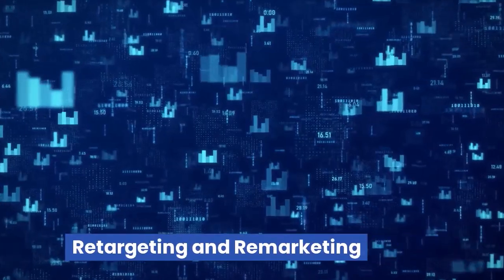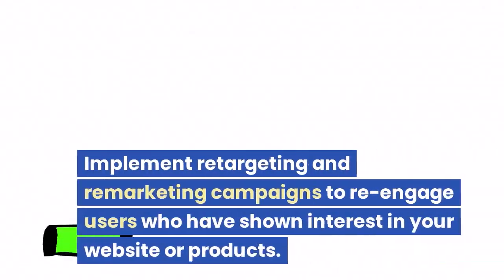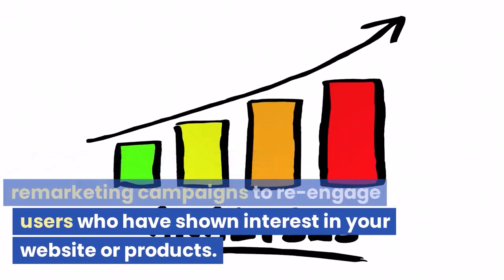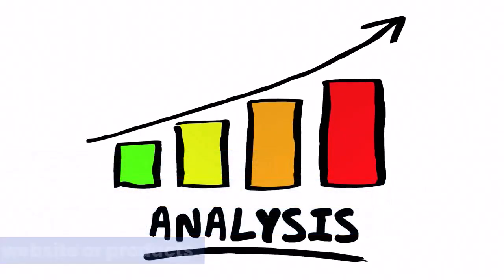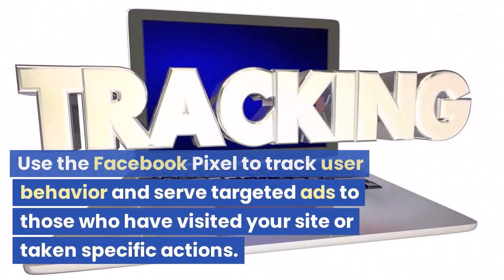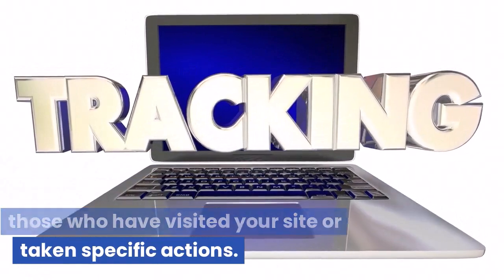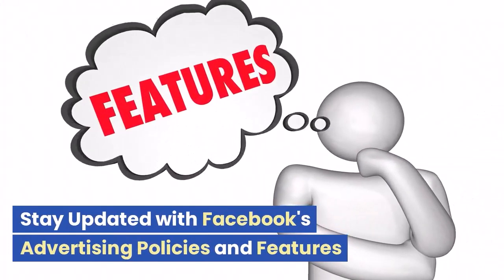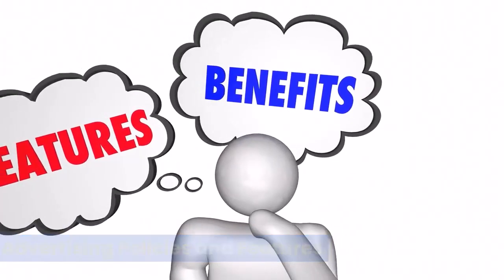9. Retargeting and remarketing. Implement retargeting and remarketing campaigns to re-engage users who have shown interest in your website or products. Use the Facebook Pixel to track user behavior and serve targeted ads to those who have visited your site or taken specific actions.